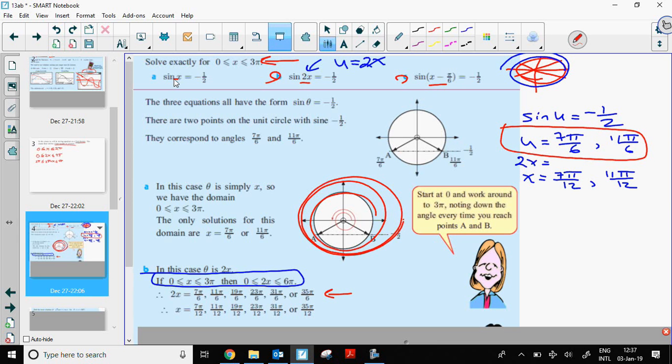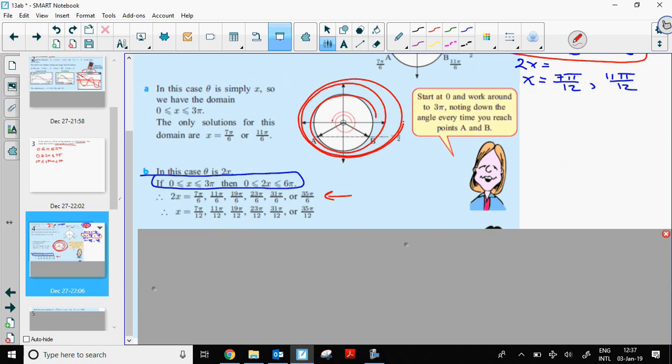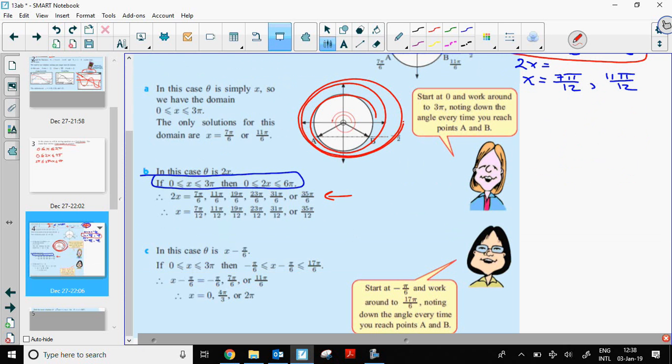And then for letter C, we're going to do the exact same thing. If x is in between 0 and 3 pi, then that means that x minus pi over 6 is going to be in between negative pi over 6 and 3 pi minus pi over 6. So let's do that here.